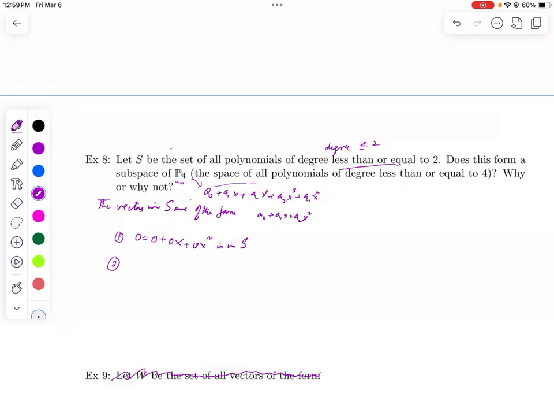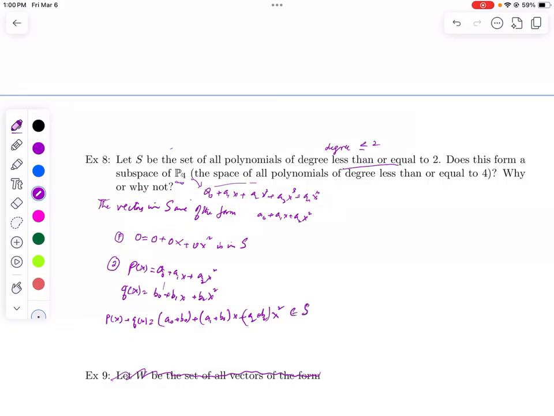Now take two polynomials. If p(x) equals a0 plus a1x plus a2x squared, and q(x) is equal to b0 plus b1x plus b2x squared, then p(x) plus q(x) will be, the constants add up, so (a0 plus b0) plus (a1 plus b1)x plus (a2 plus b2)x squared, which belongs to S. Why? Because these are real numbers.